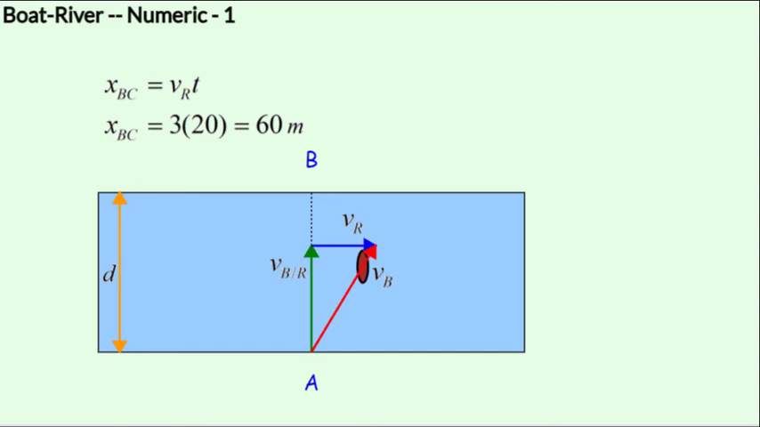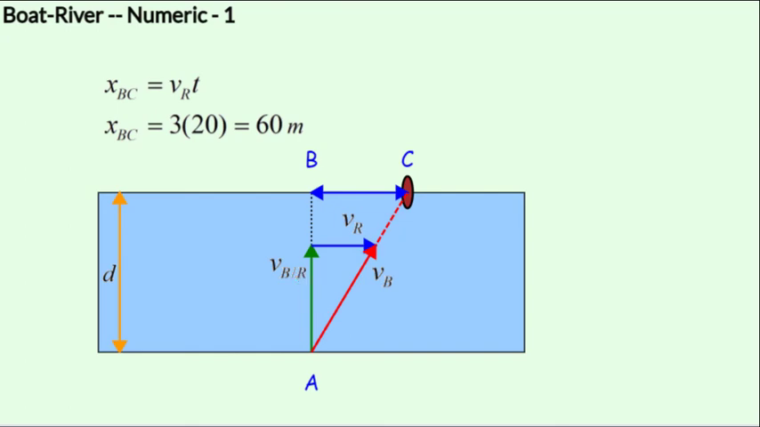Now we are computing the drift, or how far from point B does the boat actually reach. The component of vb along the x-axis is vr. Since this is a right-angled triangle, the velocity along the x-axis is 3 meters per second, and the vector vb with respect to r does not contribute along the x-axis.